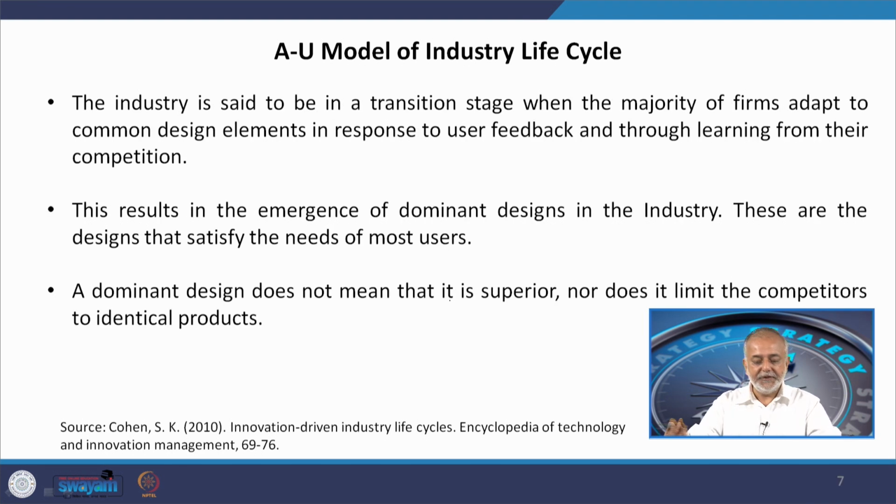The industry is said to be in a transition stage when the majority of firms adapt to common design elements in response to user feedback and through learning from their competition. Now, this transition stage is expressed in the AU model, while the other models talk about an intermediary stage, if you remember the first expression by Williamson or Dr. Drew and so on. So, there is a coherence between this thought process and their thought process. This results in the emergence of dominant designs in the industry. These are the designs that satisfy the needs of most users. Now, you see there is a standardization, that mobile phones generally would look like that. Just an example: a dominant design does not mean that it is superior, nor does it limit the competitors to identical products, and that is how the transition stage comes in.